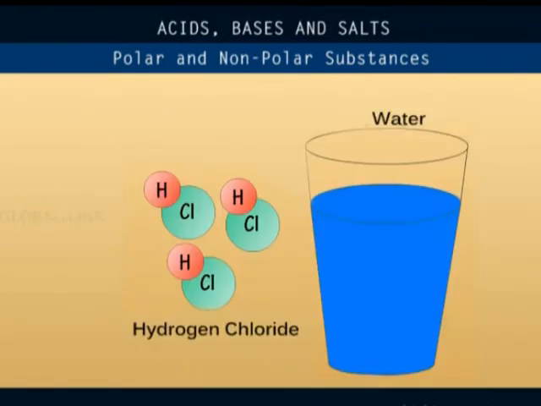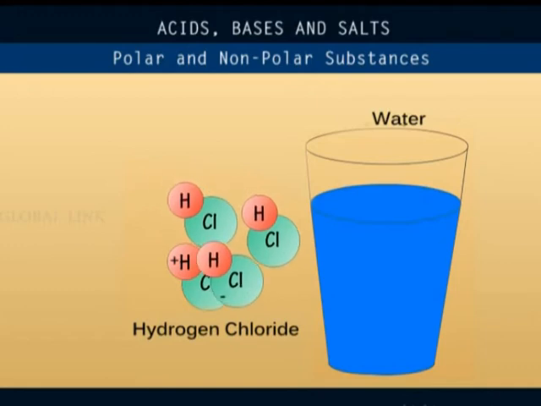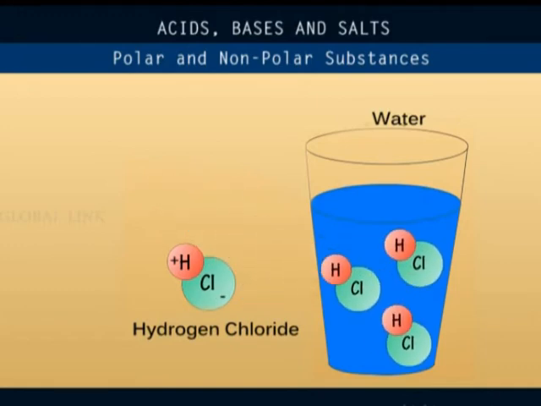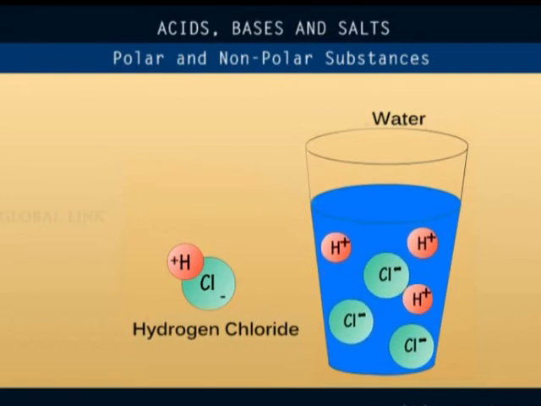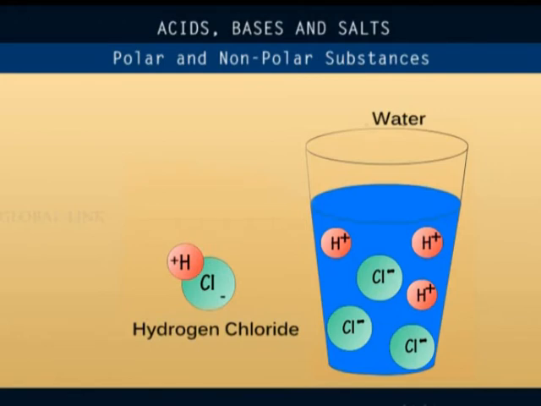In hydrogen chloride, the chlorine end is partially negatively charged, while the hydrogen end is partially positively charged. So when hydrogen chloride is added to water, the chloride end is attracted to the hydrogen end of the water molecule, while the hydrogen end is attracted to the oxygen end of the water molecules. This causes the hydrogen chloride to dissociate into hydrogen and chloride ions. The increased concentration of hydrogen ions makes the solution acidic.